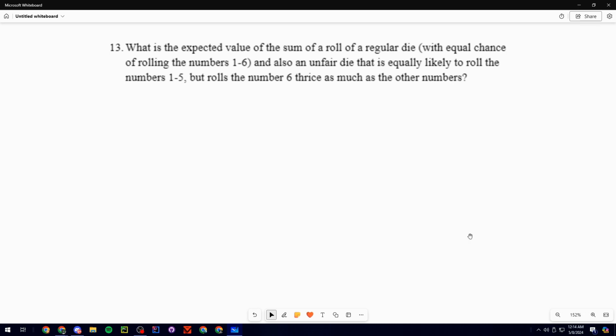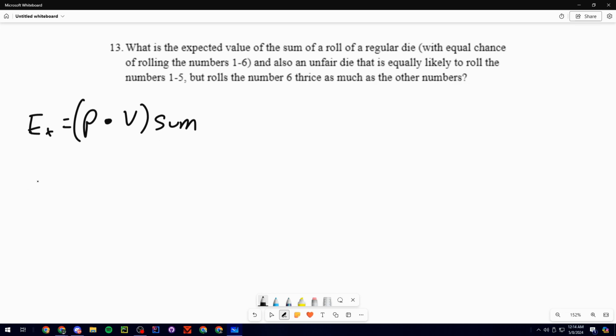Okay, so what is the expected value of the sum of the roll of a regular die with equal chances? That's just a normal die. But now we also have an unfair die that is equally likely to roll the numbers 1 through 5, but rolls the number 6 thrice as much. I'm going to handle this separately. For the regular die, the formula for expected value, EX, is equal to your probability, P, times your value, V, and you just sum these. So it's all your P times V's, and then sum.